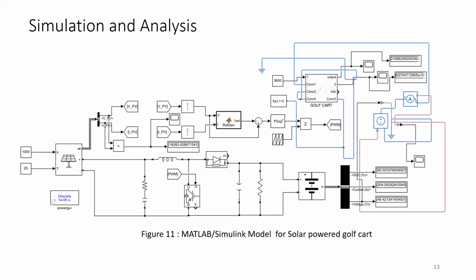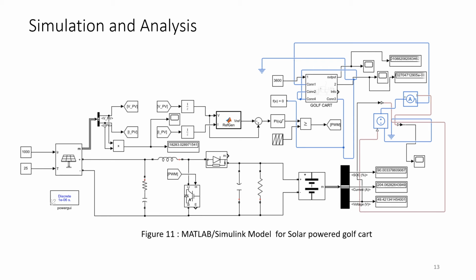Here we can see the entire MATLAB Simulink model for the solar powered golf cart. On inputting the values of irradiance and temperature to the solar panel, around 1000 watt per meter square and an input temperature of 25 degrees Celsius, the solar panel is operated with the perturb and observe maximum power point tracking method, where the power from the solar panel is maximized for a particular set of voltage using this maximum power point technique for a particular irradiance and temperature condition.